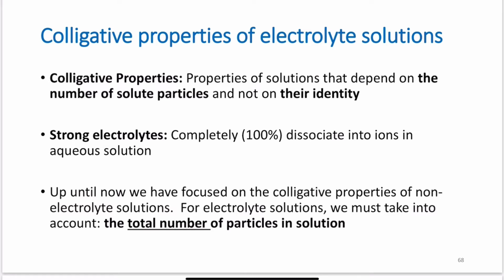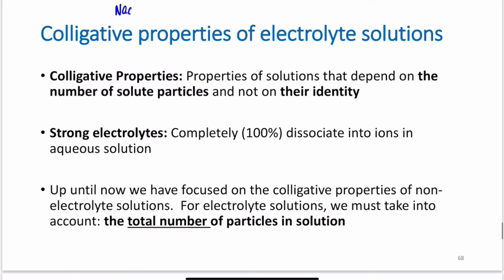So for example, NaCl breaks apart into Na+ and Cl-. One NaCl forms two different ions. If I had 1 mole of NaCl, I have 2 moles of product.